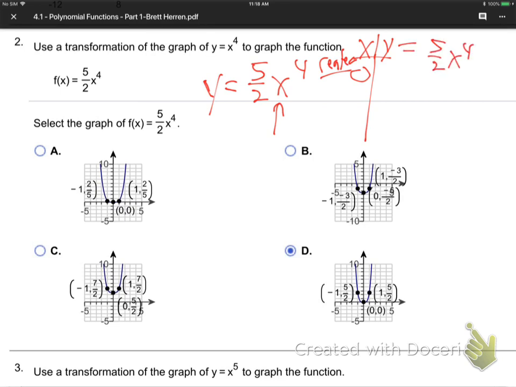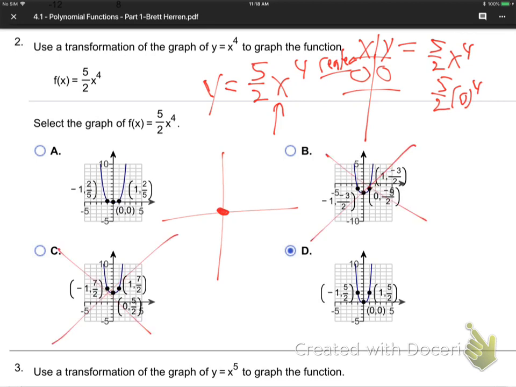5 halves x to the 4th, you're going to get 5 halves 0 to the 4th. It's going to be 0. So what does that tell us? That tells us this one has not moved, huh? No. He's still centered at 0, 0. He's anchored at the same spot. So right away, forget answer B, forget answer C, huh?